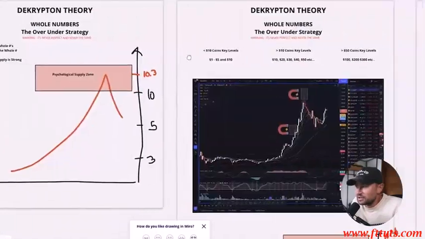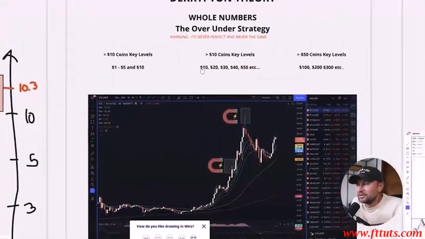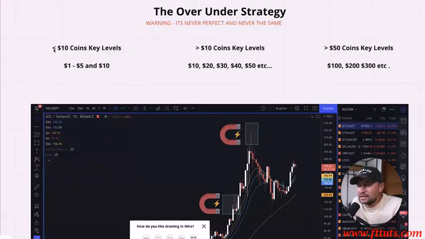I did an illustration over here of the key levels to look out for. You should probably write this down. Anything under $10, $1 through $5 are significant whole number levels. And then $10. 6, 7, 8, 9 aren't that significant. They can show areas of resistance, but all the way up to 10 is probably the next key level. Coins over $10, significant levels are going to be 10, 20, 30, 40, and 50.